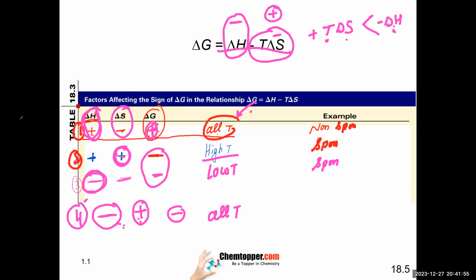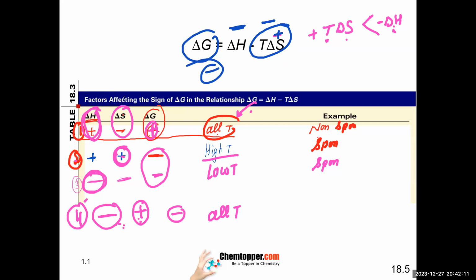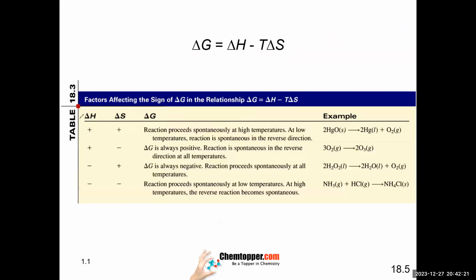Check here, children. Last condition, fourth condition. So I'm writing the fourth condition here. This is negative and this is positive. So this complete value will remain negative. Negative, negative, delta G definitely negative. It doesn't matter what the temperature is, low, high, it's going to be negative. So at all temperatures it is going to be spontaneous. Check. This is what we were discussing.